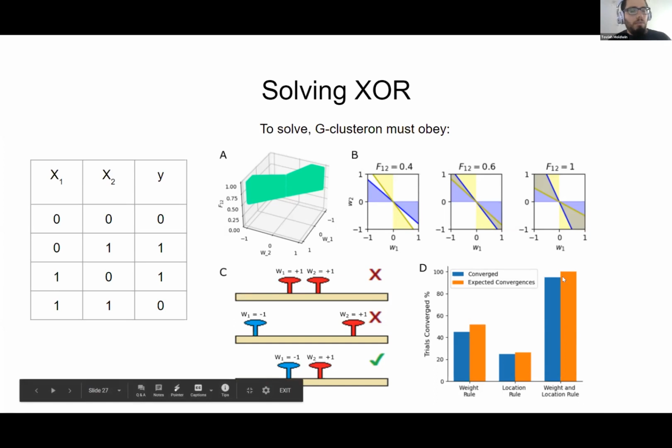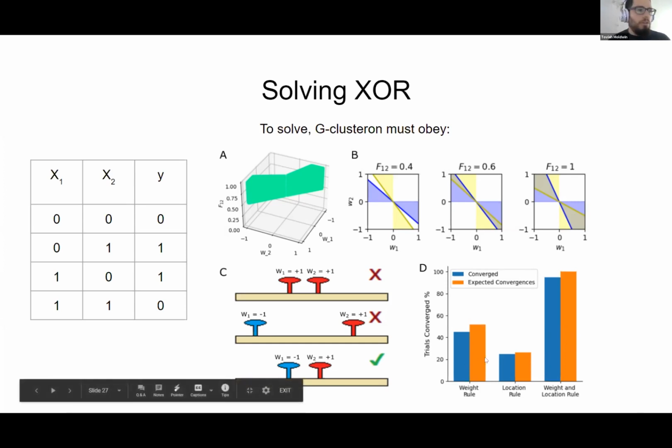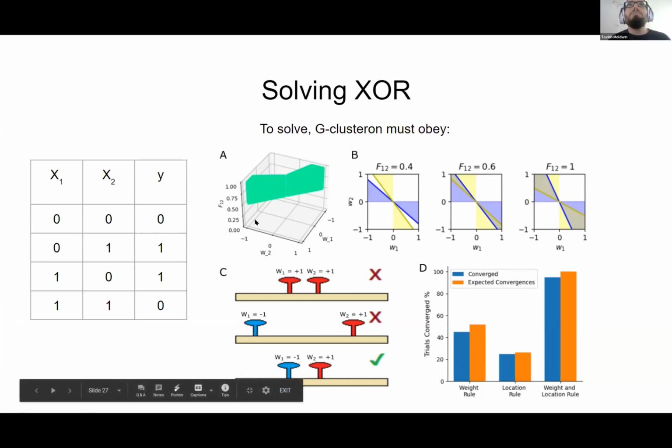We run the G-clusteron on the exclusive OR task for 1,000 iterations, and then we show numerically that if you have both the weight and the location rule, you can basically learn it from arbitrary initial conditions. But if you have just the weight rule or just the location rule, then you can only solve the problem if it was initialized in a fortuitous manner.